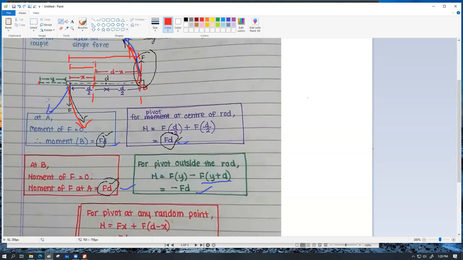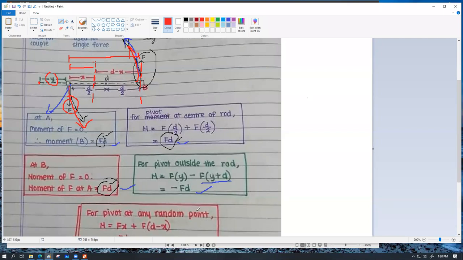For the pivot outside the rod, we are assuming the pivot is located here. F into Y gives you the clockwise moment in this direction, and F into (D plus Y) gives you the anti-clockwise moment for this force at this location. Now, because these two moments are working in opposite directions, we had to use opposite signs to calculate them together. Because we consider the clockwise moment as a positive moment, we had to give a negative sign in front of the other.